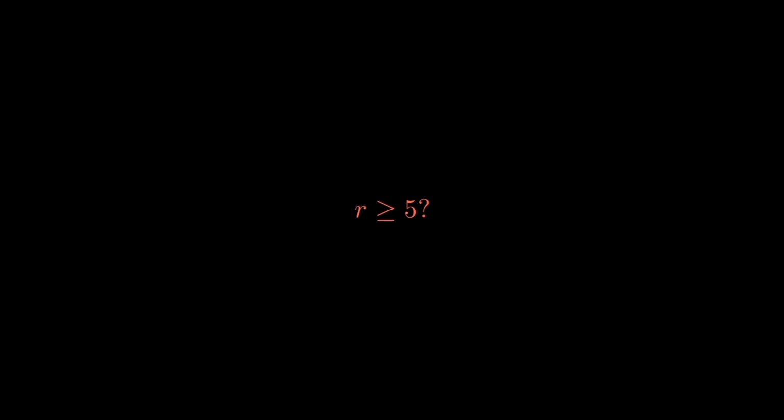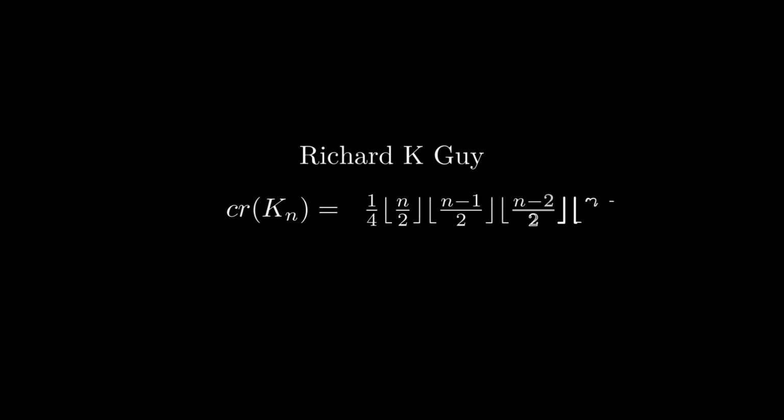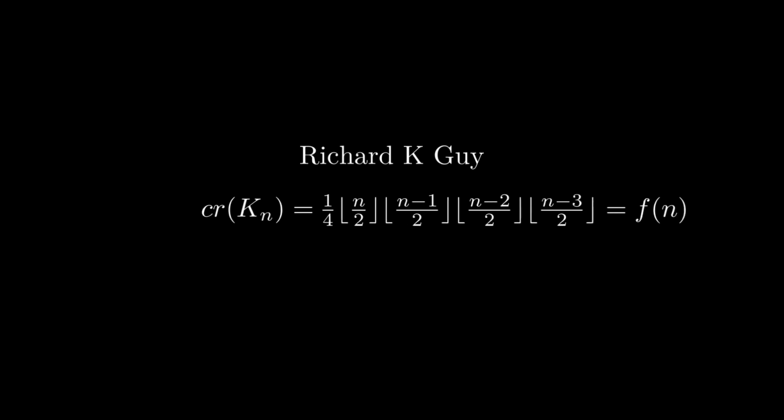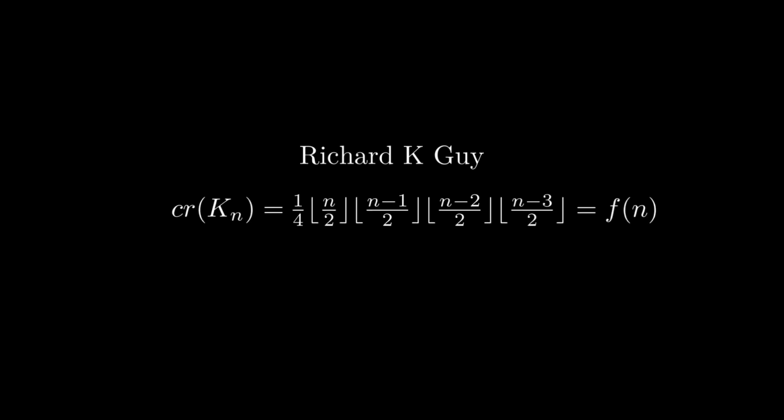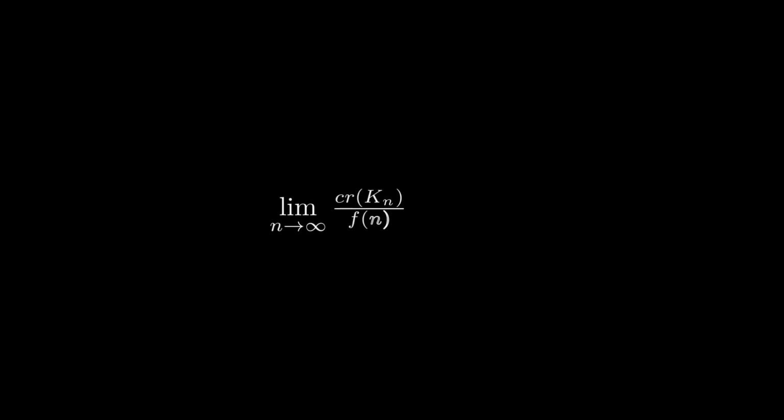As we have been talking about crossing numbers and complete graphs, Richard K. Guy had conjectured that the crossing number of a complete graph can be estimated using this relation. Let's call this big expression f of n. He himself had verified the result up to n equals 10, and later it was verified for 11 and 12. But it remains a conjecture as this limit isn't yet completely verified to be equal to 1. But this has been shown so far.